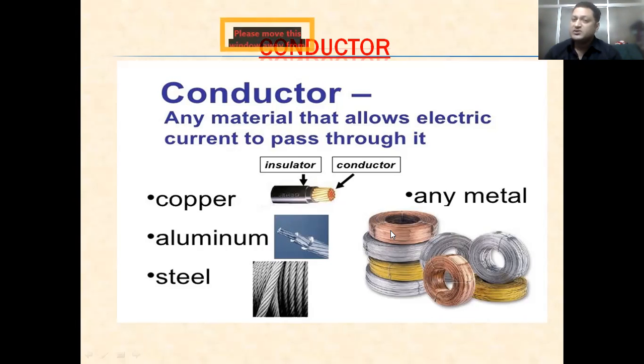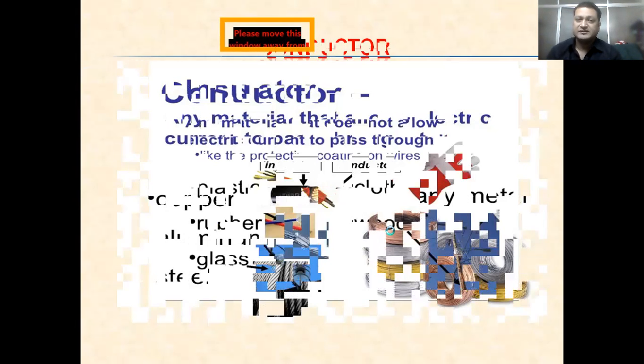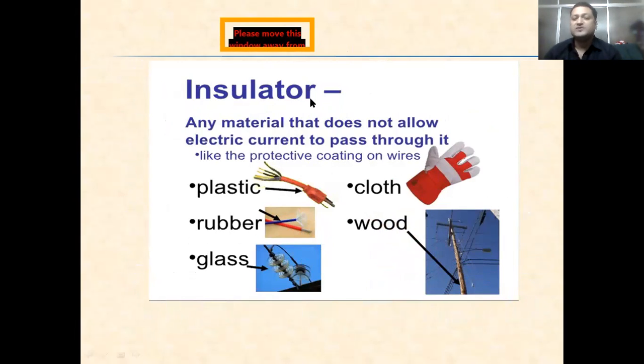Well, what is an insulator? Just think about the opposite of a conductor. A conductor means any substance through which electricity or heat can easily pass from one place to another. That means it allows electricity and heat to go through. Thus an insulator or non-conductor does not allow electric current to pass through it, like plastic, rubber, glass, cloth, wood.